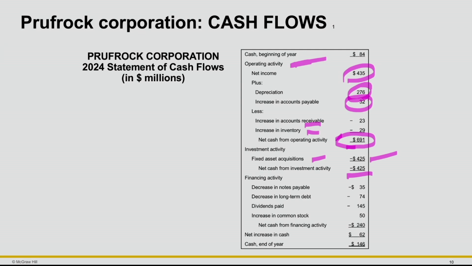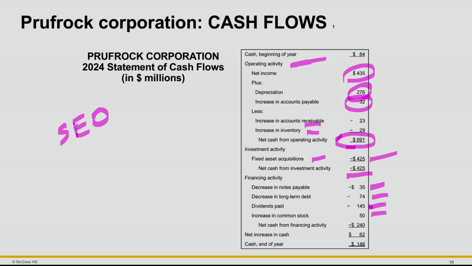So what happened on the right-hand side of the balance sheet? We had a decrease in our notes payable. We had a decrease in long-term debt. So we're paying back some of our debt. We paid out $145 million in dividends to our stockholders. And then we sold some stock during the year. This is new. These are new shares. This would be what's called a seasoned equity offering, an SEO.